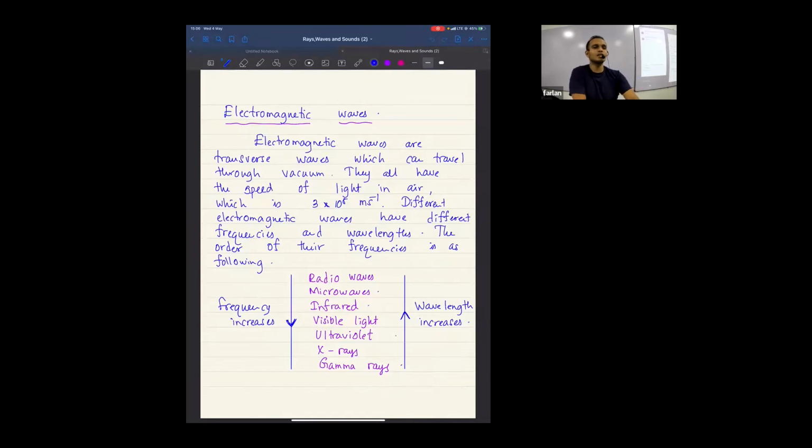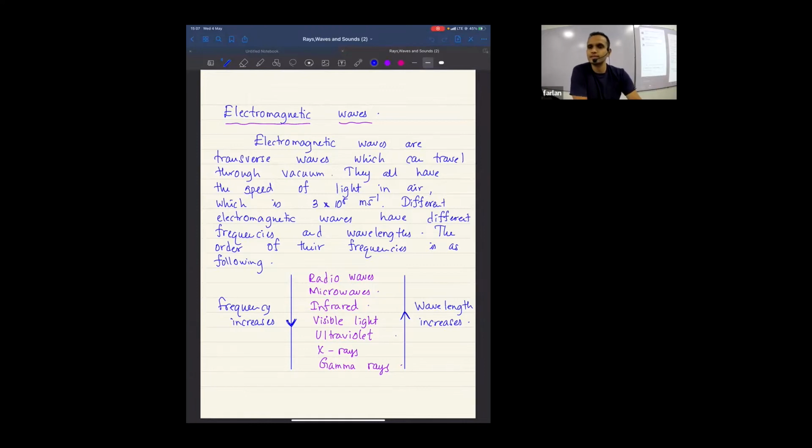Okay, yes. So the radio waves have the highest wavelength and the lowest frequency. So the order in which the frequency will be increasing will be radio waves, microwave, infrared, visible light, ultraviolet, X-rays, and then gamma rays. That is the order in which the frequency will be increasing.